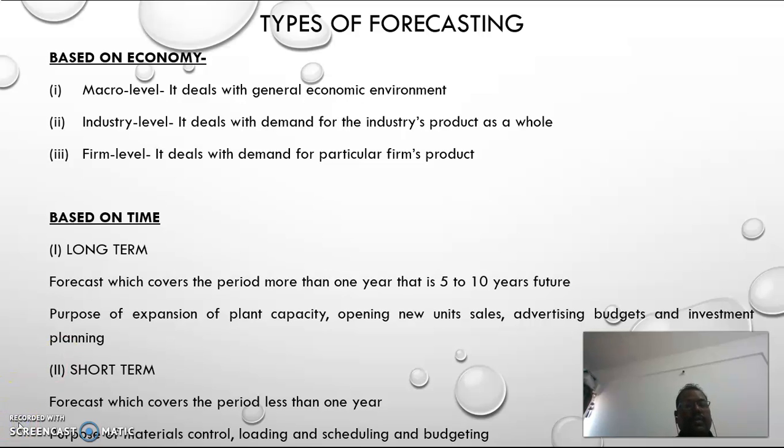Based on time, there are again two types of forecasting: long-term forecasting and short-term forecasting. Long-term forecasting covers a period of more than 1 year, up to 5 to 10 years. Its purpose is the expansion of plant capacity, whether we have to open a new unit for sales, advertising budgets, and all the investment planning. Whereas short-term forecasting covers a period of less than 1 year, and its purpose is materials control, loading and scheduling, and budgeting. Loading is nothing but assigning work to the processes or to the human beings or the operators.